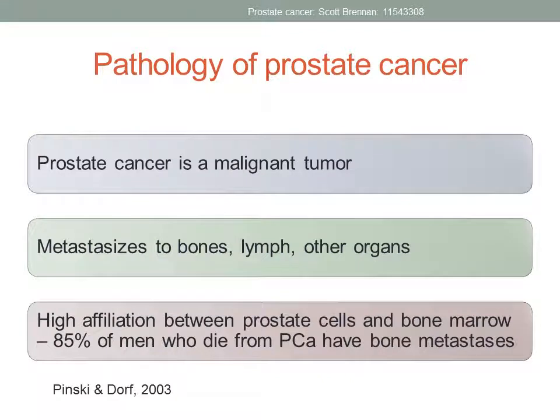Prostate cancer is considered to be a malignant tumor because it is a mass of cells that can invade other parts of the body. The invasion of other organs is called metastasis. Prostate cancer most commonly metastasizes to the bone, lymph nodes, and may invade the rectum and bladder after local progression. The route of metastasis to the bone is thought to be venous.